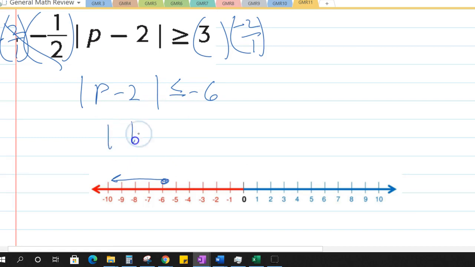Well, can an absolute value equal a negative? The answer is no, it can't. What that means is we're already finished. I isolated my absolute value, and I know that it's negative. Since it can never equal a negative, my answer is no solution.